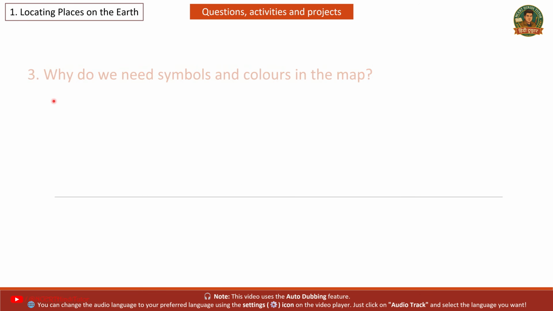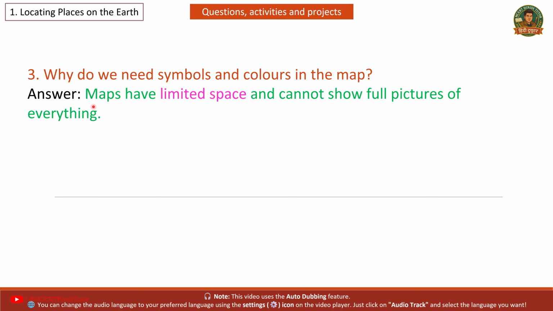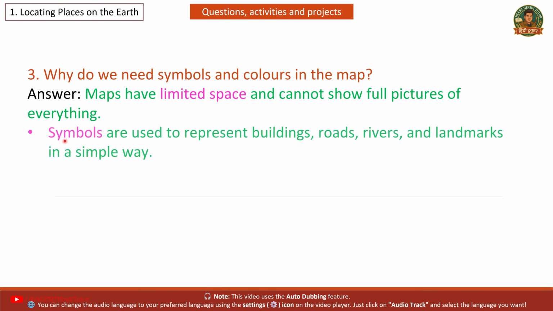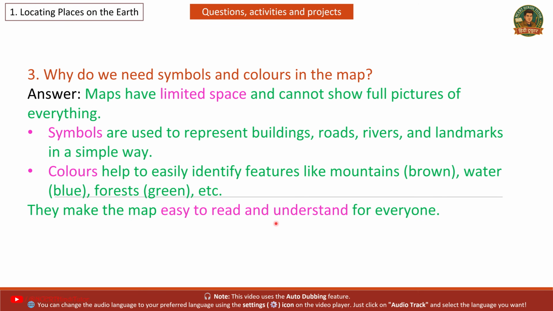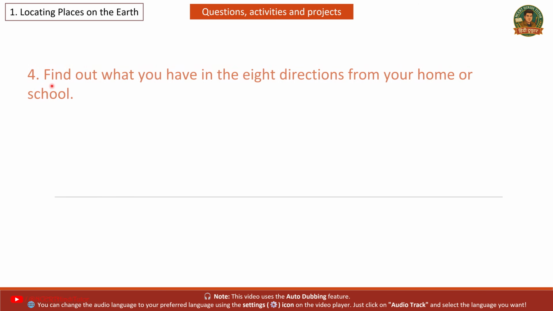Question 3. Why do we need symbols and colors in the map? Answer: Maps have limited space and cannot show full pictures of everything. Symbols are used to represent buildings, roads, rivers and landmarks in a simple way. Colors help to easily identify features like mountains, brown, water, blue, forest, green, etc. They make the map easy to read and understand for everyone. Question 4. Find out what you have in the 8 directions from your home or school.